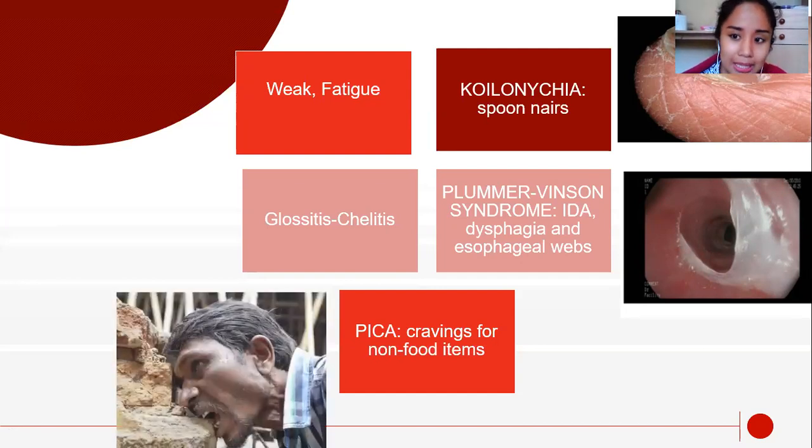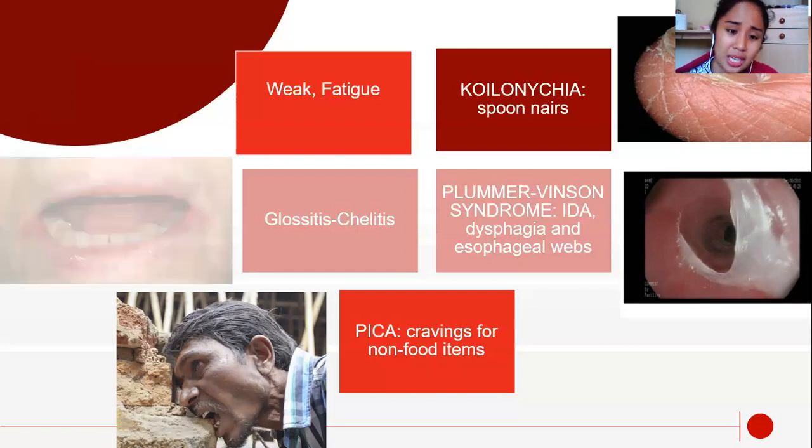Next class, pica. So, cravings for non-food items. So, look at this guy, guys. Kumakain siya ng bato. Usually, kids, di ba, kung ano-anong kinakain. But it can also be a symptom of iron deficiency anemia, kung ano-anong kinakain.